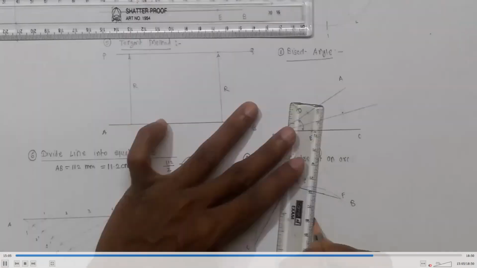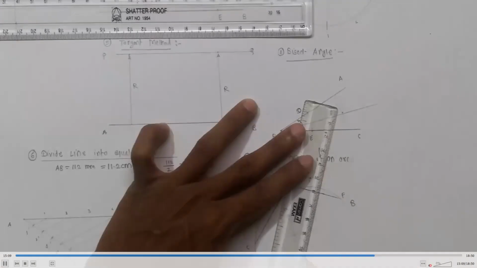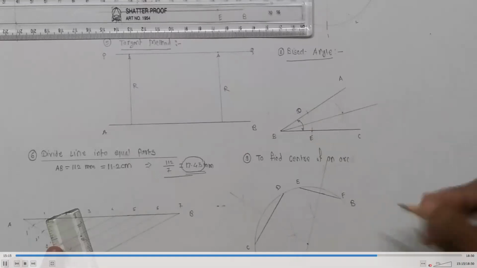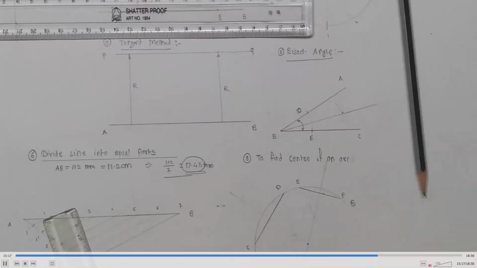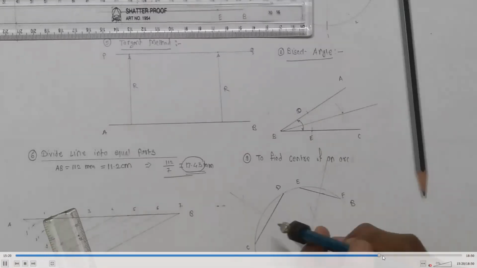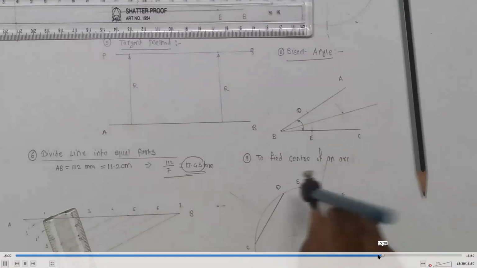So find out the intersection of the bisecting lines for chord CD and EF. This intersection point will represent the center of the given circular arc. You can see here, this is the center.